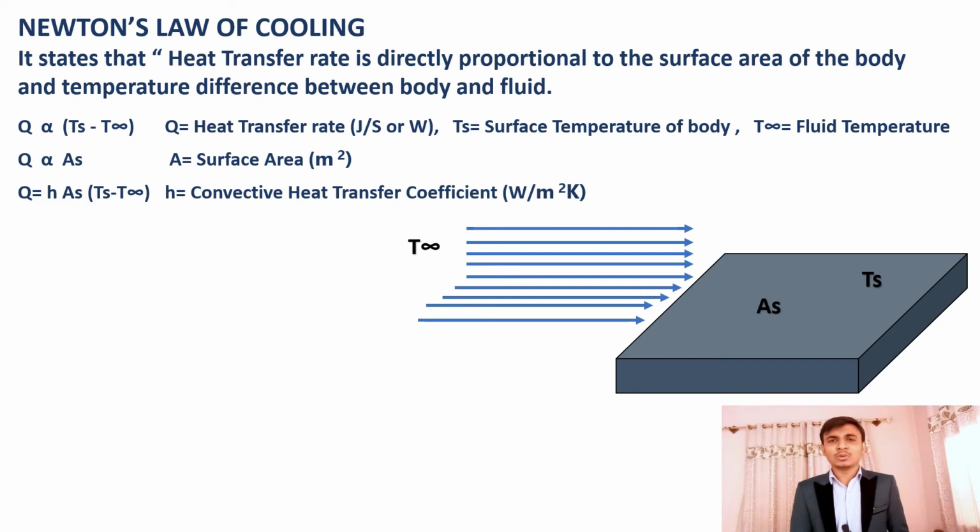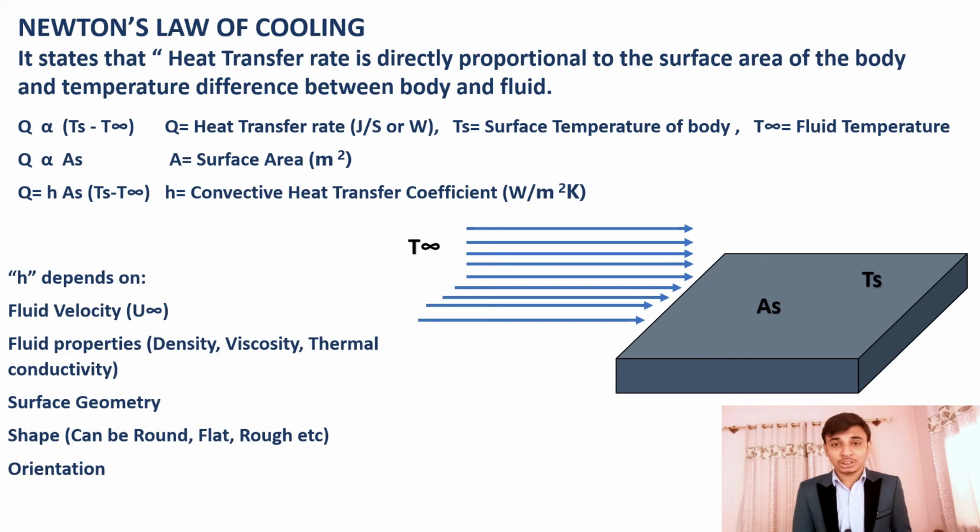Now this was all about Newton's law, but convective heat transfer also depends upon some factors. What are they? Fluid velocity. The faster your fluid is traveling, the more chance of heat transfer there would be. It depends upon fluid properties like density, viscosity and thermal conductivity, etc. Also it depends upon the shape of the object, whether it is square, round, flat, rough, smooth, and lastly it depends upon the orientation of the object as well, whether it is placed at an inclined angle or at 90 degrees. So these things matter in convective heat transfer.